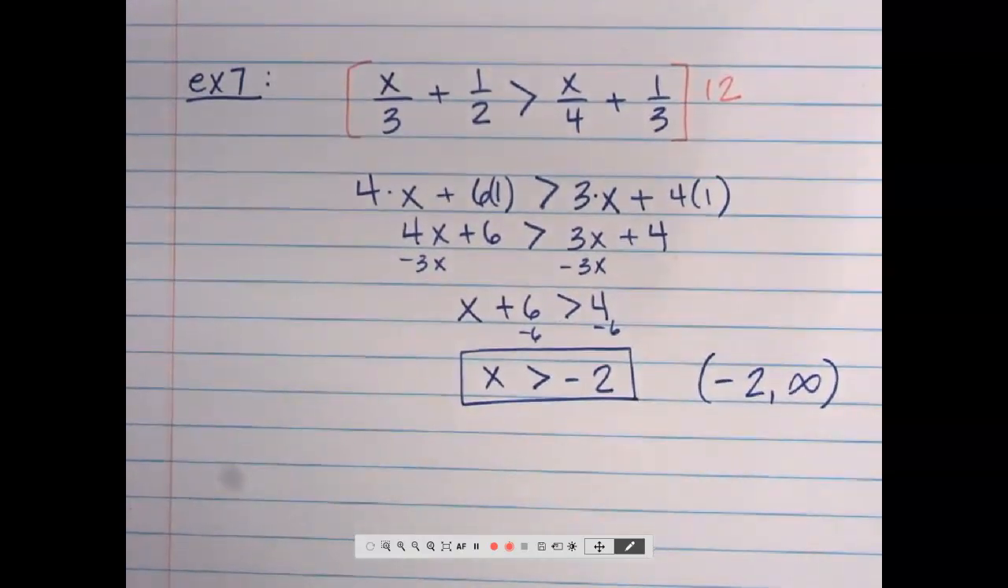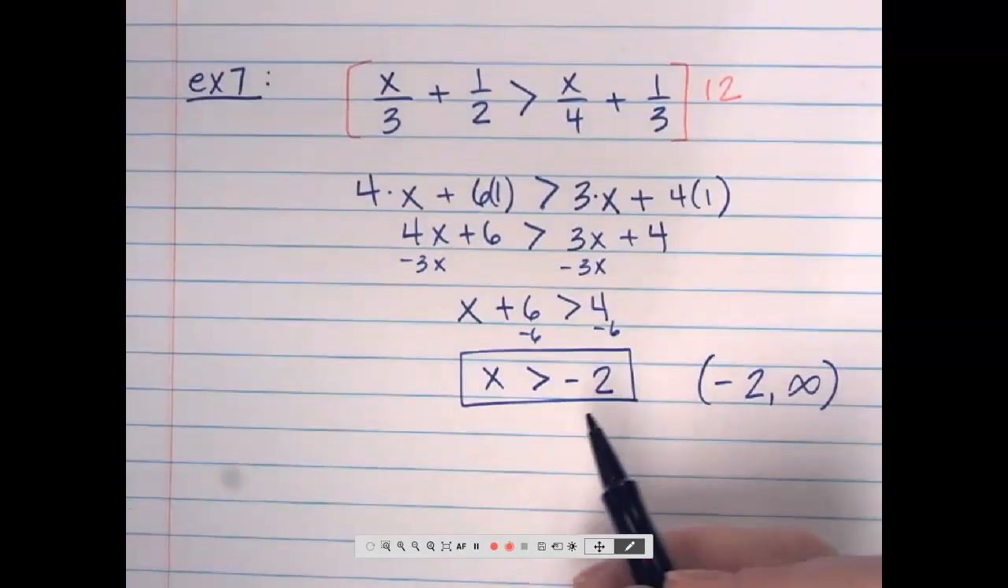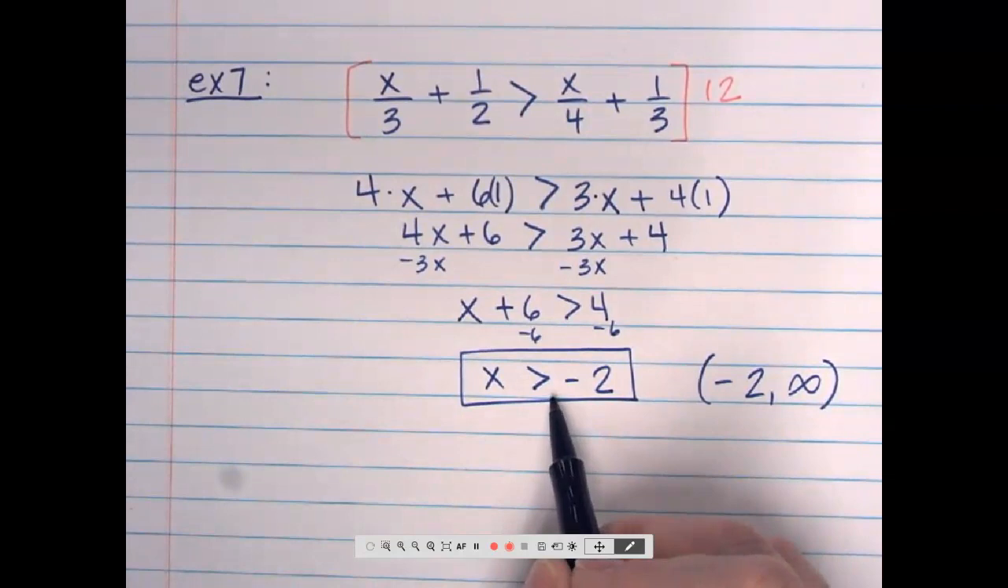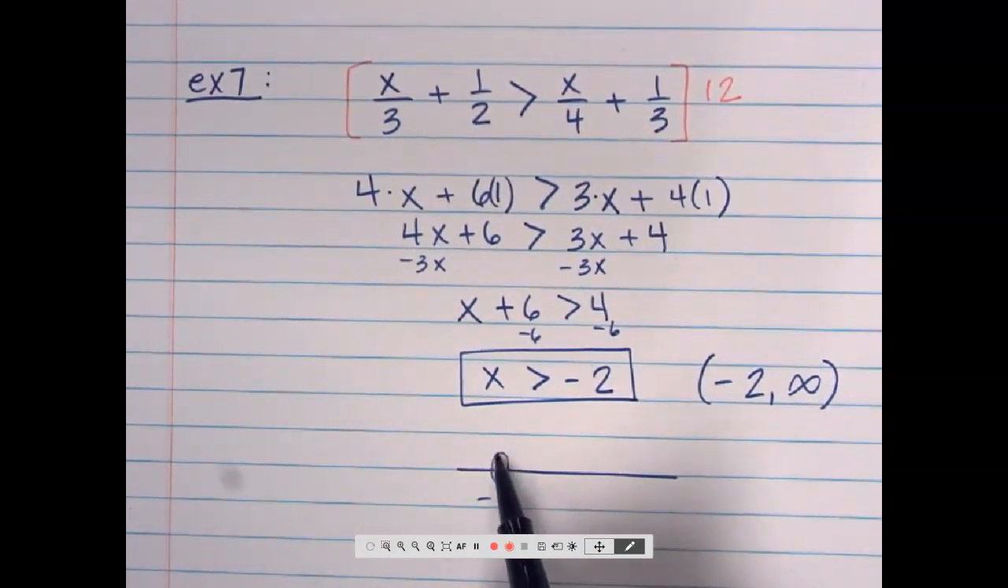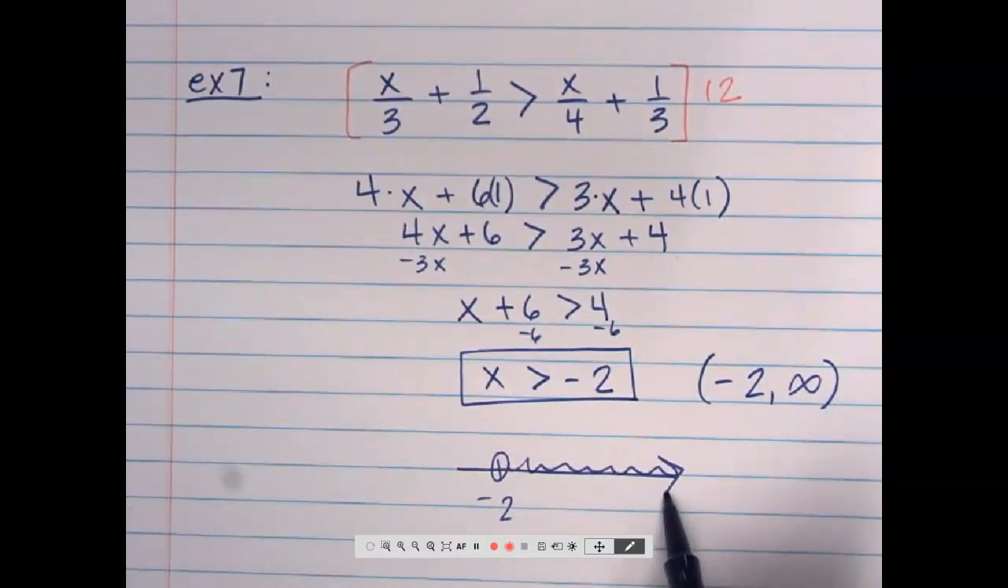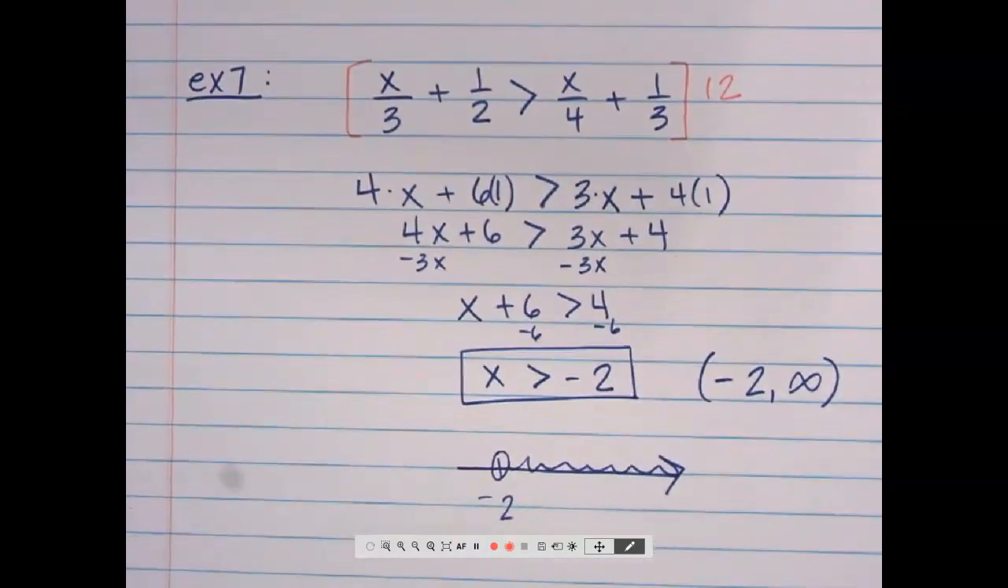Pardon me? Why is the infinity on the other side? Because think of a number line. If I shaded greater than or equal to negative 2, I would have negative 2 down here, and I would shade this way. So infinity is the biggest number that's shaded.